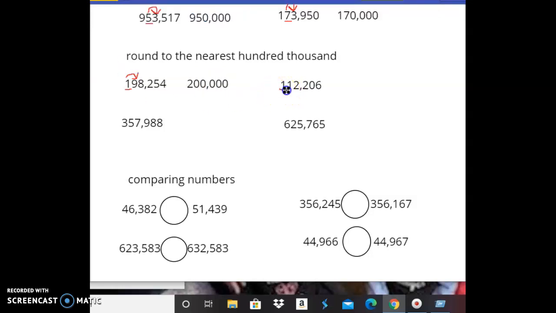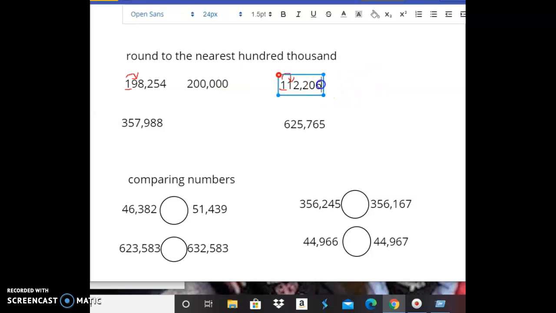Next one, we have a 1, and then we're going to look at the 1 to the right. So the 1 is 4 or less, so we're going to let the first one just rest, and then everything else becomes a 0.